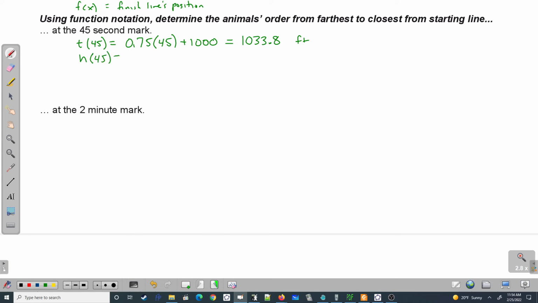At the 45-second mark of the race, the hare would be 6 times 45. This works out to be 270. And R of 45 works out to be negative 2 times 45 plus 1,200. And if you type that in, you'll get 1,110 feet. Again, this is all from the starting line.